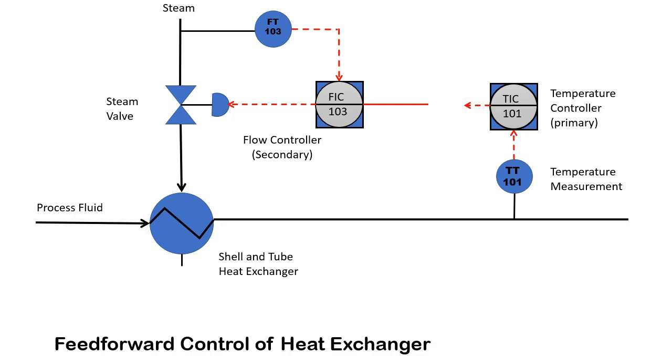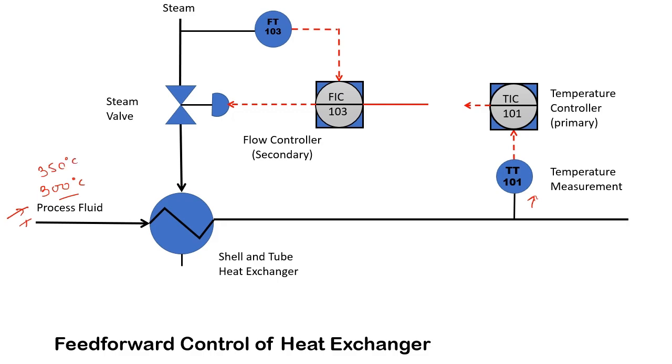Now the problem is, your cascade control system is working fine. But if there is a change in the process fluid temperature or the pressure at the inlet of the heat exchanger, and that is very drastic, then this control system will know that only through the change in the temperature, right? So suppose the process fluid was initially coming at 300 degrees centigrade.